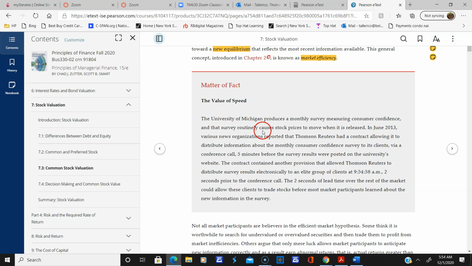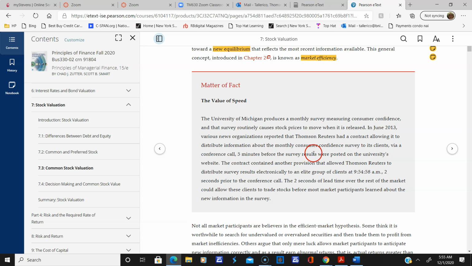All right. This is an interesting little fact, a little factoid. The University of Michigan produces a monthly survey measuring consumer confidence, and that survey routinely causes stock prices to move when it is released. So in June 2013, various news organizations reported that Thomson Reuters had a contract allowing it to distribute information about the monthly consumer confidence survey to its clients via a conference call.